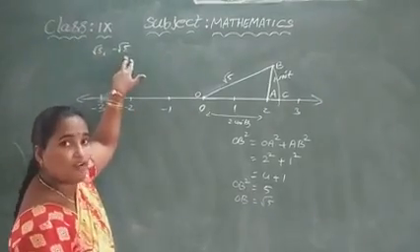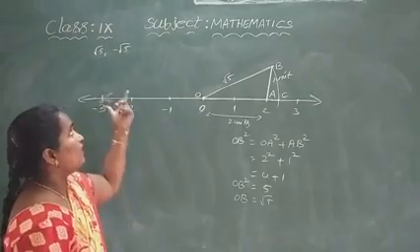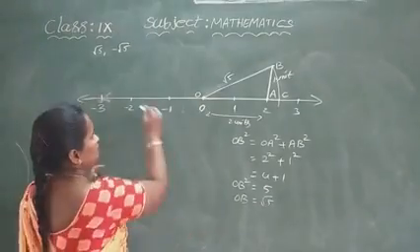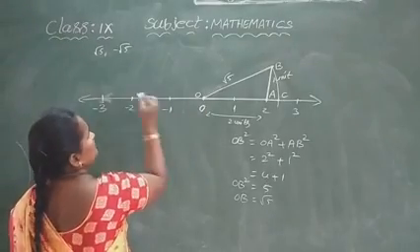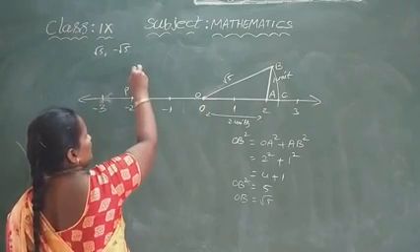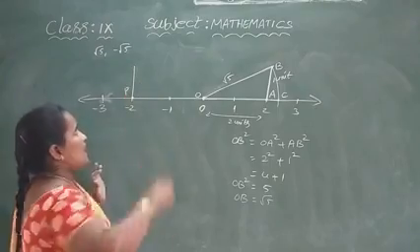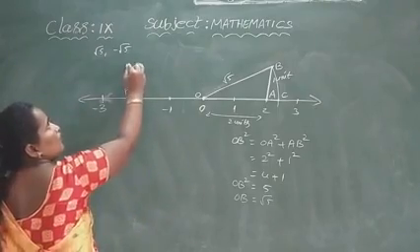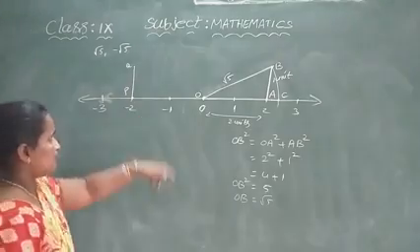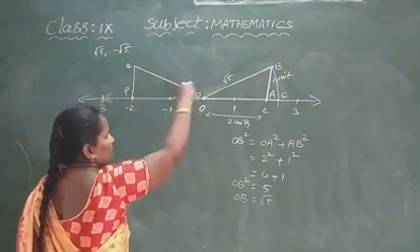Then you take minus root 5. It is on the left side of 0. Here also, in the same way, root 5 position. You know that one. This is O, and you take 1 unit, P. Here also the same. Draw a perpendicular, PQ perpendicular to OP. Then you join Q and O.